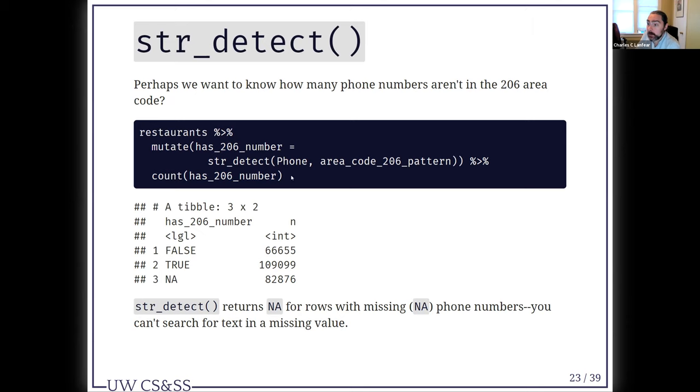What we see in our restaurants data is that about 67,000 of the numbers do not have a 206 area code, but 110,000 of them do. And about 83,000 don't have a phone number listed at all. Okay, so this is a way to use str_detect to, say, create a binary variable. You could instead put it in an if-else statement and use it to assign values or something like that. You can do what you want.